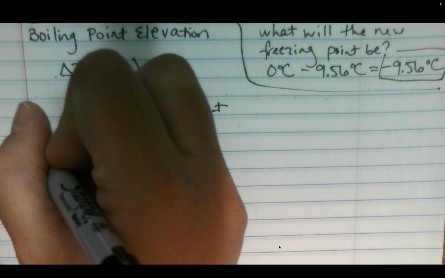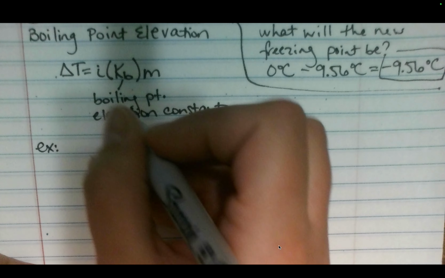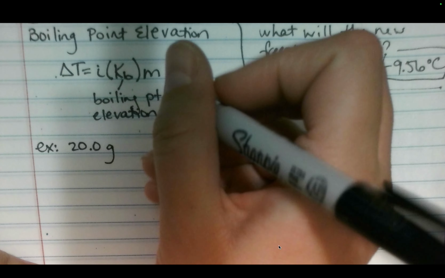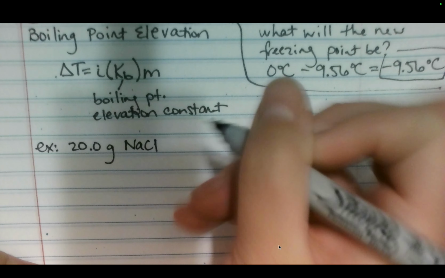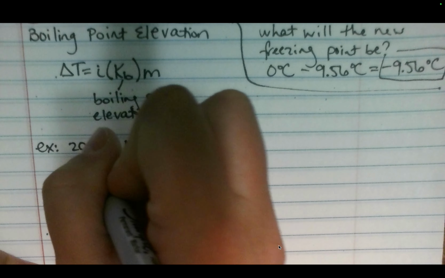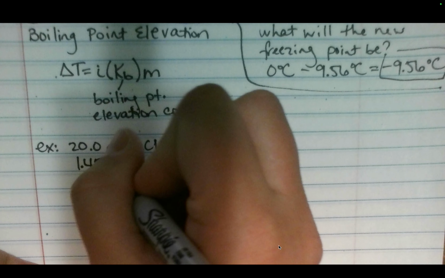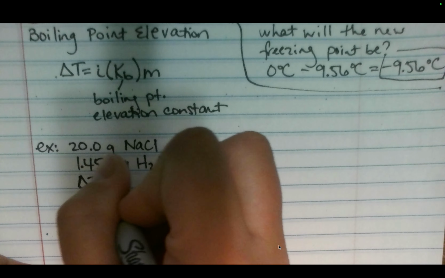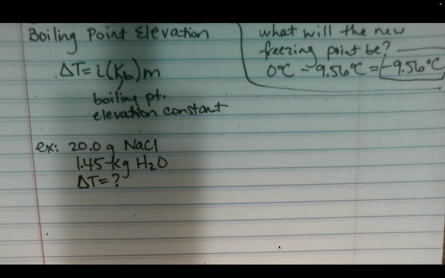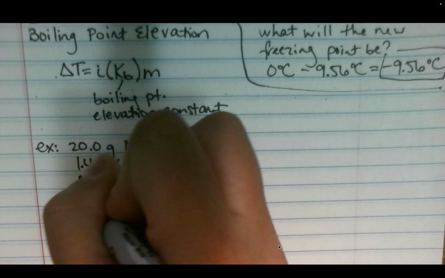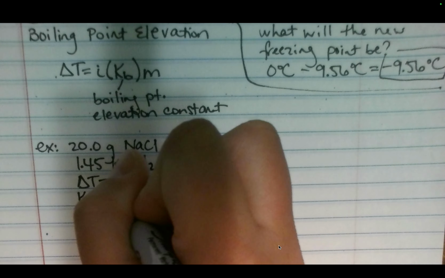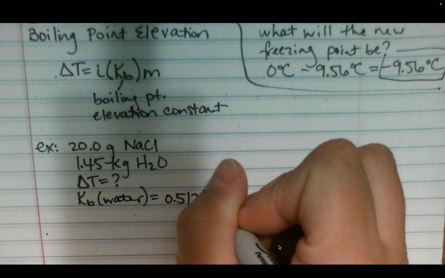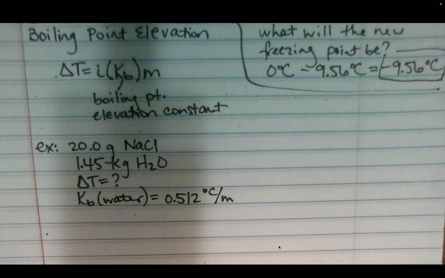Okay, so we'll do an example. If I'm given that I'm going to dissolve 20 grams, same thing, sodium chloride, in 1.45 kilograms of water, and I want to know how much I'm going to raise my boiling point. I'm going to be given that KB value for water, 0.512, same units as before.